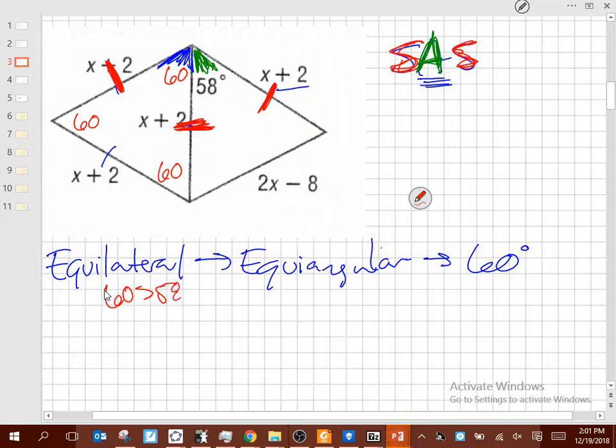60 is bigger than 58, right? So once I'm able to make that argument about those numerical values, I can make the same exact argument about the sides that are opposite. So the side opposite 60 is x plus 2. That should be bigger than 2x minus 8. Is it okay?